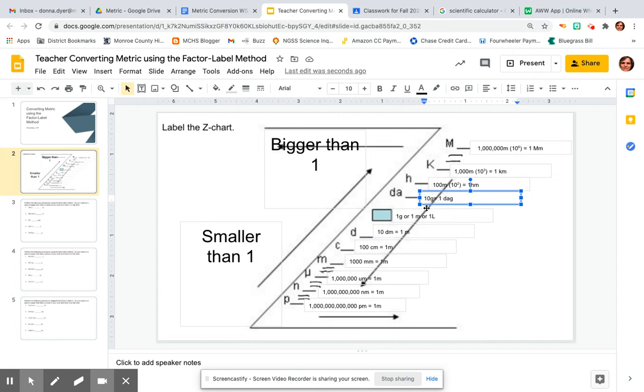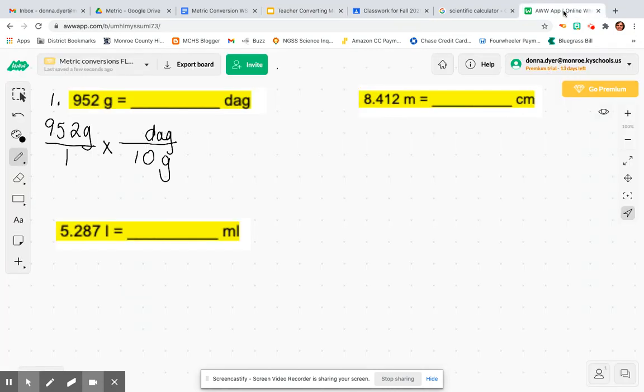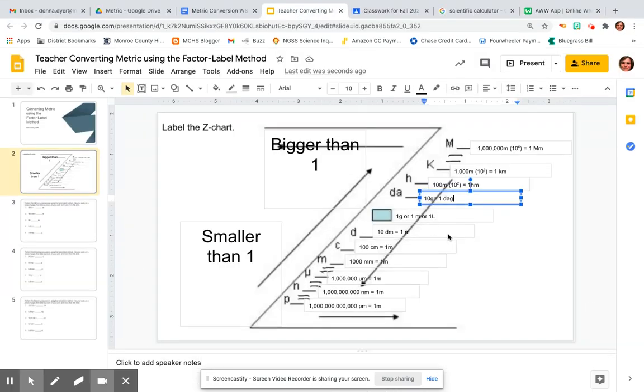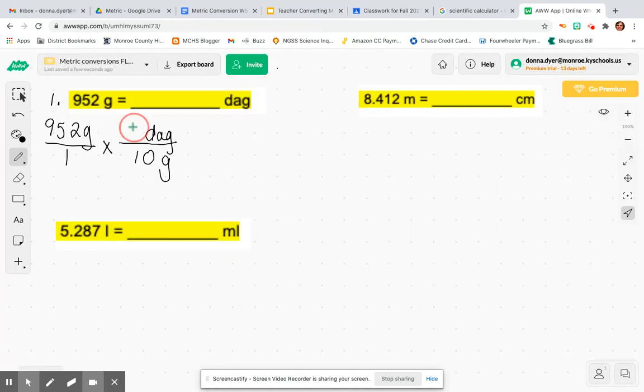The number in front of G is 10, so that's what I put in front of G in my problem. The number in front of DAG is 1, so that's what I put in front of DAG in my problem. Okay, so now I have it set up so that my units will cancel, so I'm marking them out. Now that I have my problem set up, my grams are gone, and I'm changing to decagrams. Now I am ready to multiply and divide.